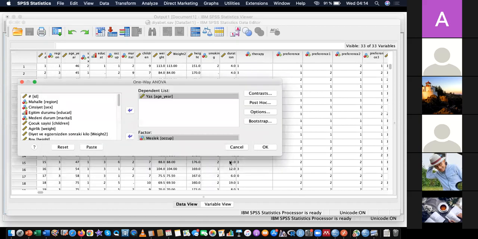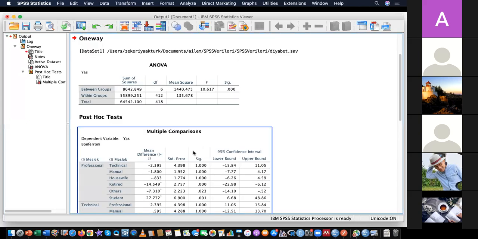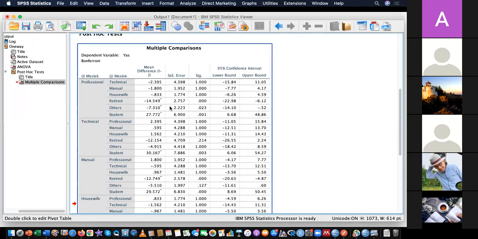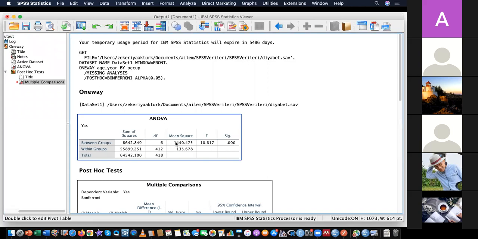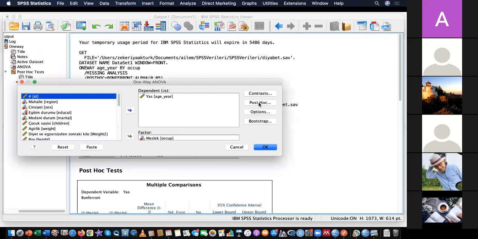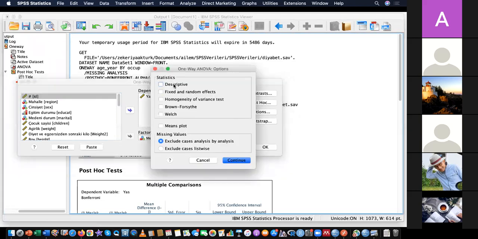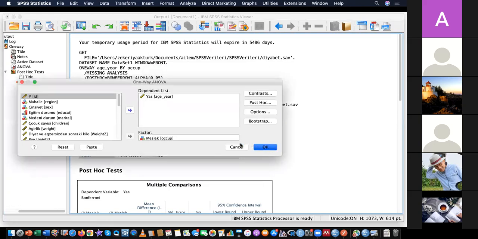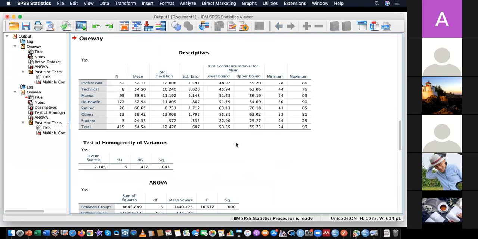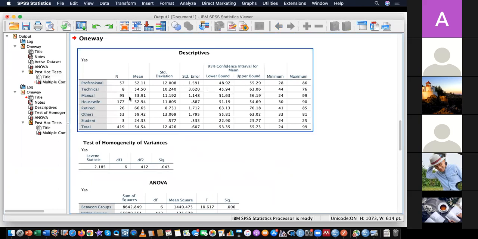If you click Bonferroni and click OK, you will have an ANOVA table. This is the ANOVA showing the difference between the groups. Let me show the descriptive options, descriptive variable, and of course homogeneity of variances we need to check, because homogeneity of variances was one important assumption.